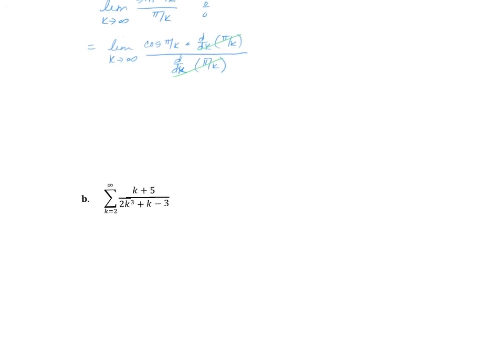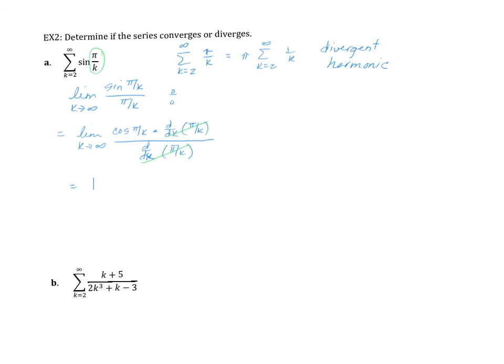I'm looking at the limit as k goes to infinity of cosine of pi over k. As k goes to infinity, it's cosine of 0, which is 1. So my limit is between 0 and infinity. I can conclude that both series either converge or both diverge. But since I know my comparison series diverges, I can conclude that the series diverges. So the series diverges by the limit comparison test.